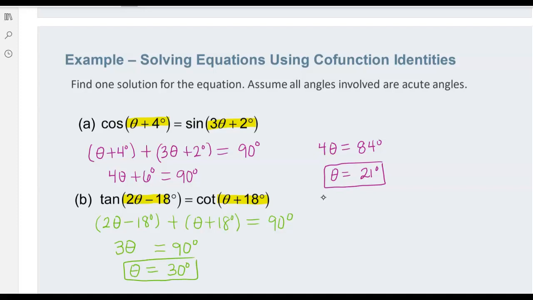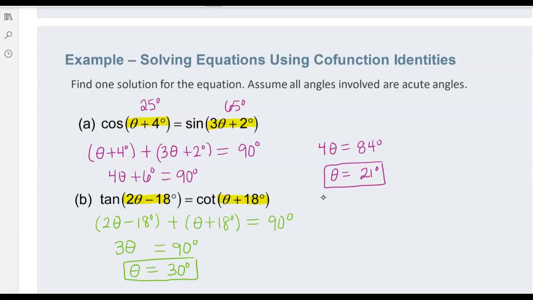Let's go back and check these answers. If I put 21 back in here for theta, I'll get 25 degrees here. And if I put 21 in the second side of the equation, 21 times 3 is 63 plus 2, that's 65 degrees. Yeah, 65 and 25, that adds up to 90, right?